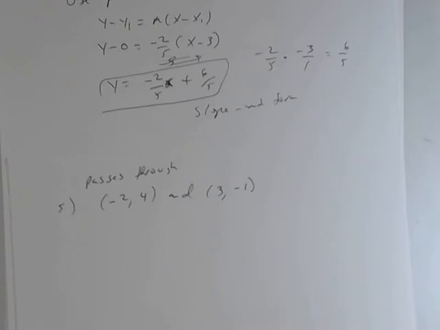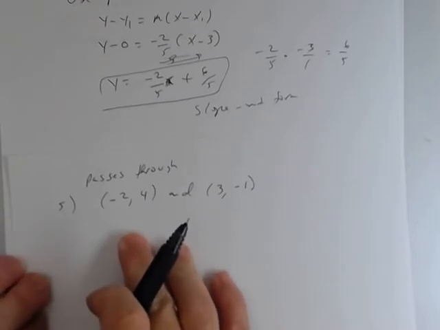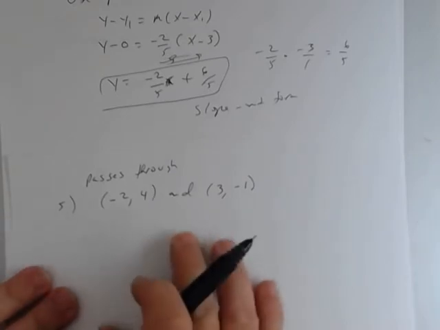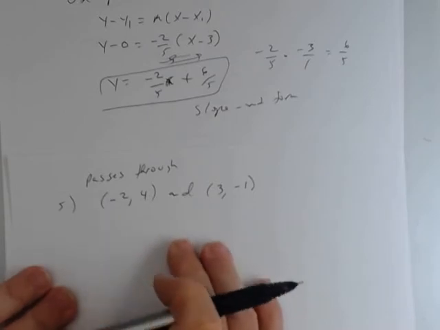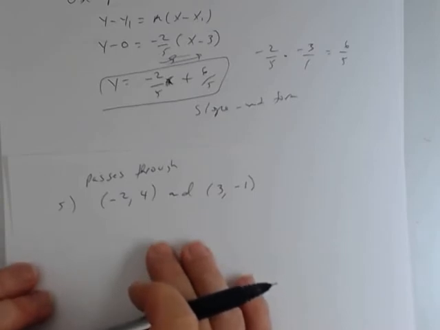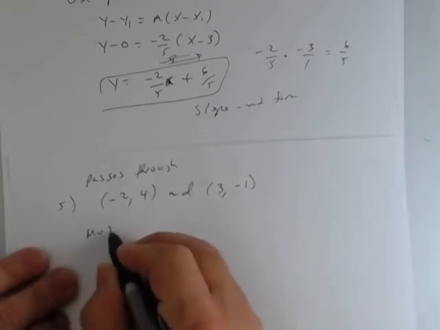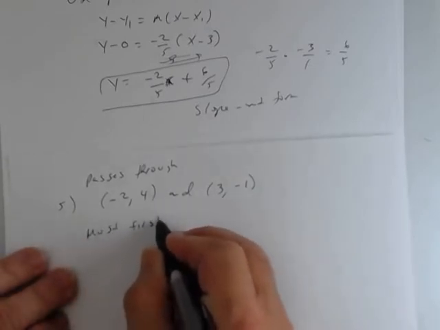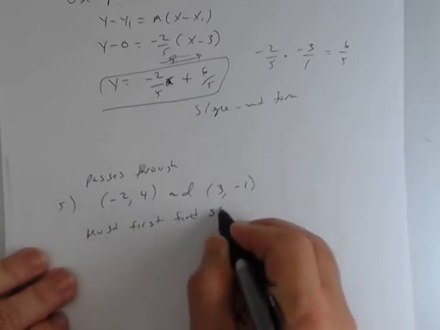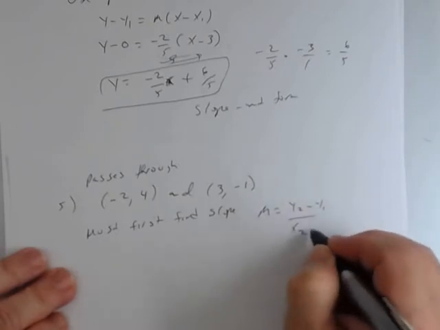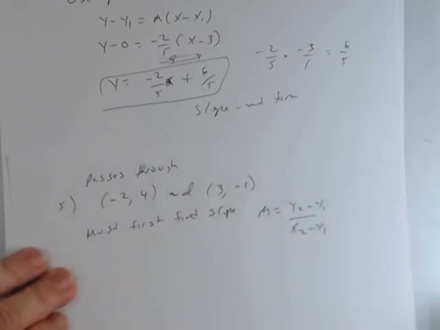The slope. And how do you find the slope? How do you find the slope of 2 points you're given? The slope formula, y2 minus y1 over x2 minus x1. So you must find the slope first. Remember, the slope formula is y2 minus y1 over x2 minus x1. So you must find that first.